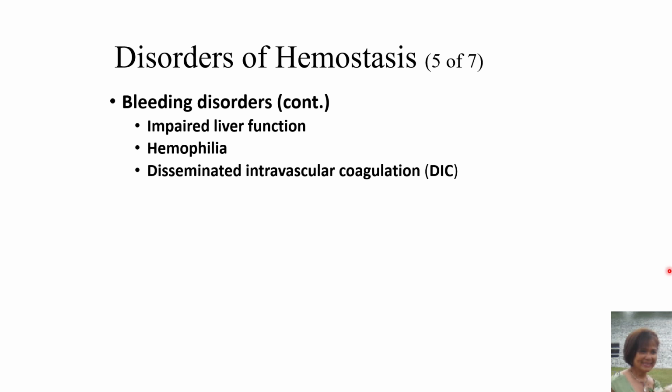Then you have disseminated intravascular coagulation. Oh, before I do that, let me give you the symptoms of hemophilia. The symptoms include prolonged bleeding, most especially into the joint cavities. And the treatment of this is genetically engineered factors that would make the liver produce the antihemophilic factor.